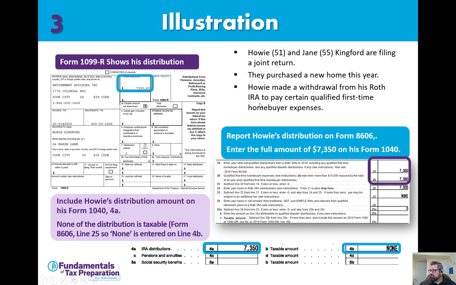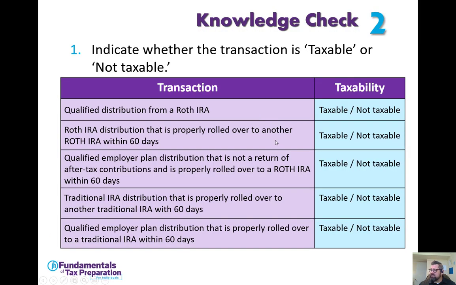So I'm going to skip over this illustration. This indicates whether this transaction is taxable or not. So a qualified distribution from the Roth IRA, that is not taxable. A Roth distribution that is properly rolled over into another Roth within 60 days, that's not taxable. A qualified employer plan distribution that is not a return of after-tax contributions and is properly rolled into a Roth IRA within 60 days, that one's actually taxable because you can't get the benefits of both sides.